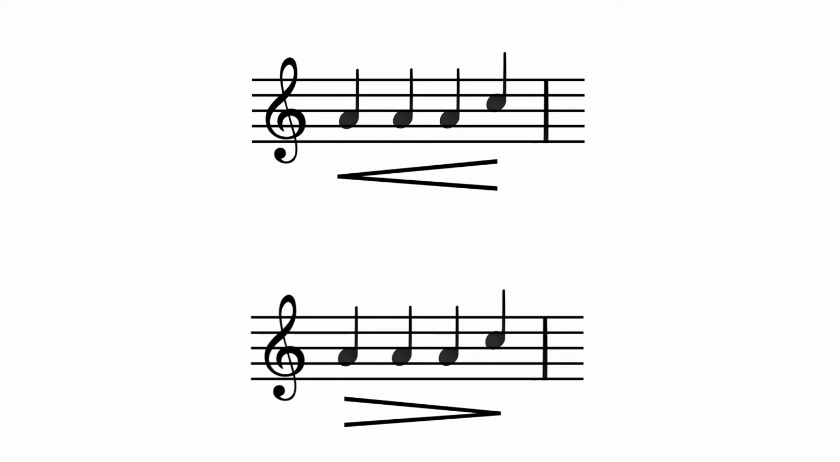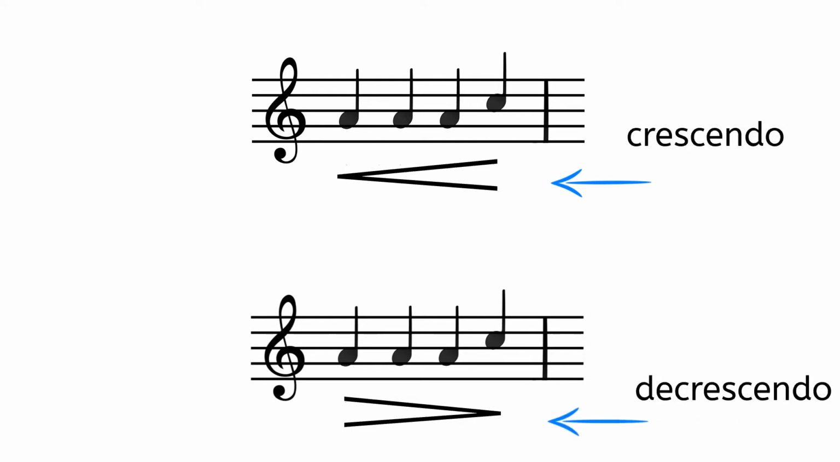There are a couple more dynamic symbols that you will often find in sheet music. Crescendo, gradually getting louder. Decrescendo, gradually getting softer. Here's another fun fact. The word for the instrument piano was originally pianoforte.